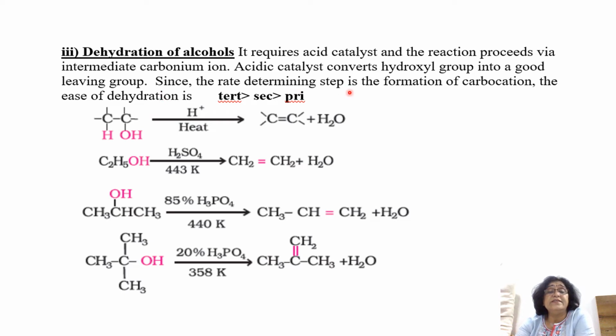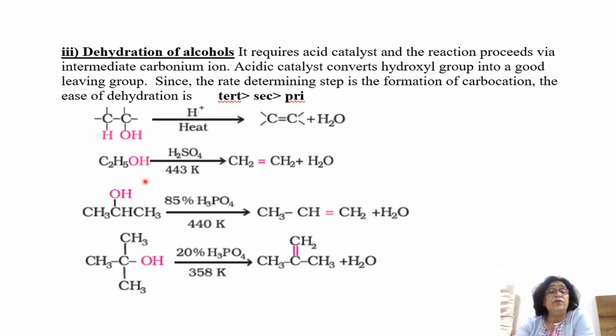It leaves, and since the rate determining step is the formation of carbocation, the ease of hydration is tertiary, then secondary, then primary. So most reactive is tertiary, then secondary, and then primary, because tertiary alcohol forms a more stable carbocation. Okay, so the reactivity is basically dependent on the stability of the carbocation. So in this you see alcohol in the presence of acid and heat gets converted to alkene.